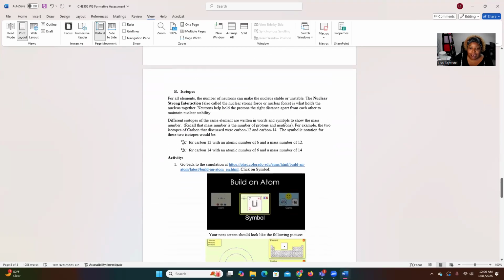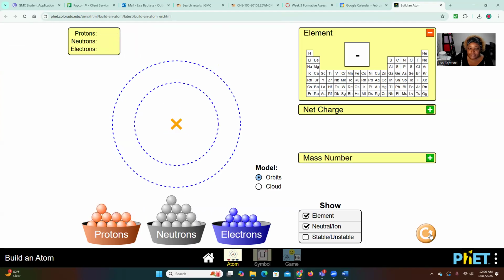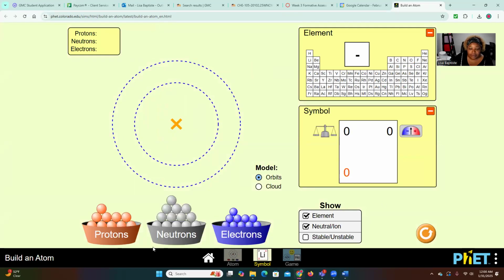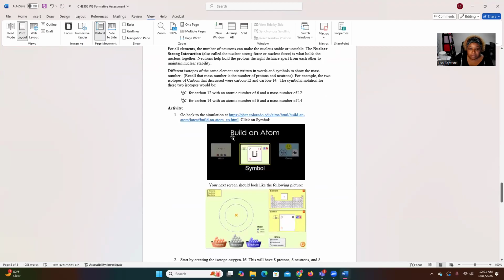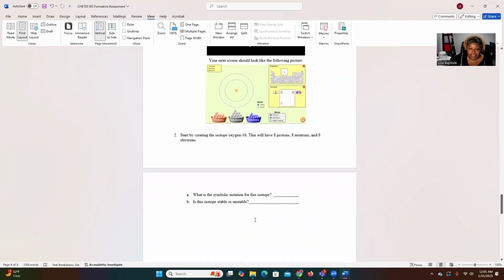Then we want to talk about isotopes. So when we look at isotopes, okay, now we're looking at, and you can always do this, that'll reset it. The isotope one, we're looking at this one. So we want to reset this. And so now it talks about how you want to add 8 protons, 8 neutrons, and 8 electrons. And then it wants you to give the symbolic notation for this element.